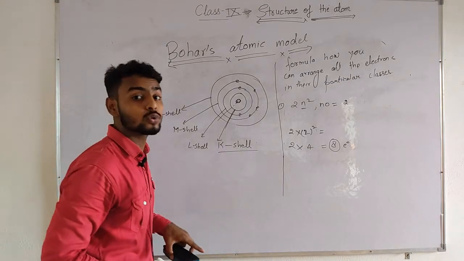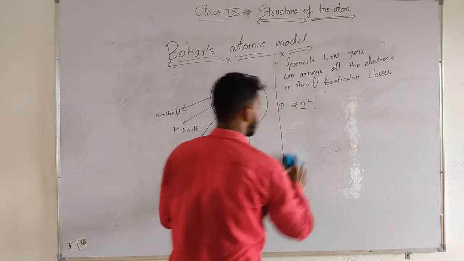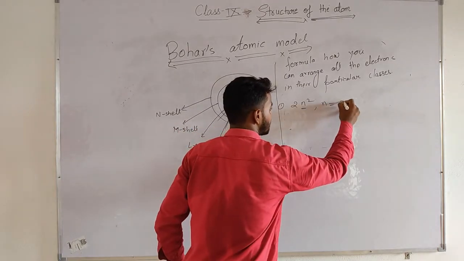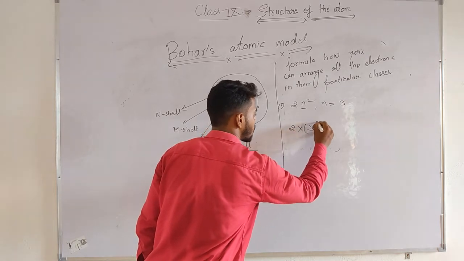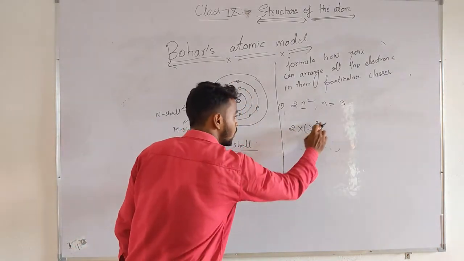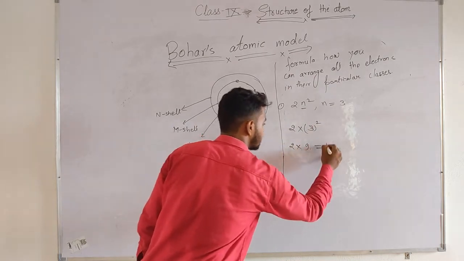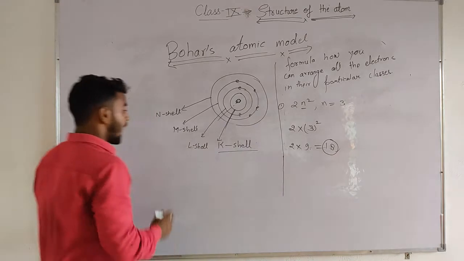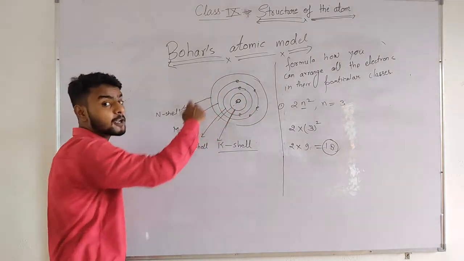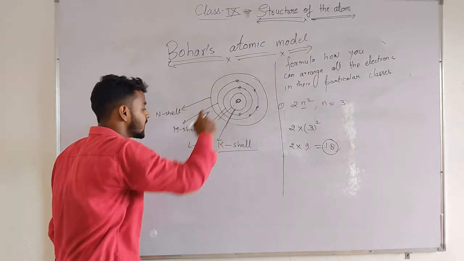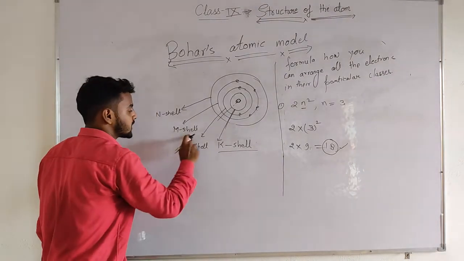Now we are going to the third shell. How many electrons are filled in the third shell? We take n equal to 3, then 2 times the square of 3. The square of 3 is 9, and 2 times 9 is 18. That means in the M shell, the third shell of the atom, 18 electrons are filled.